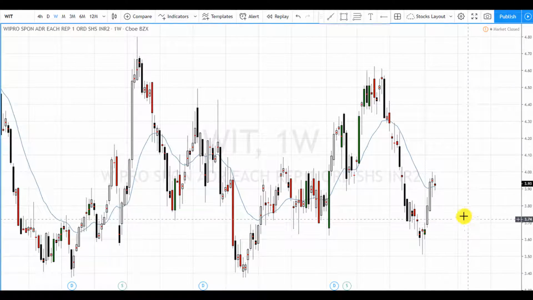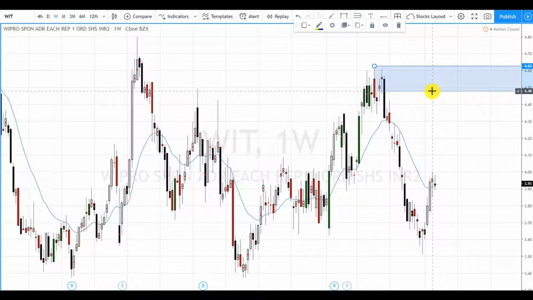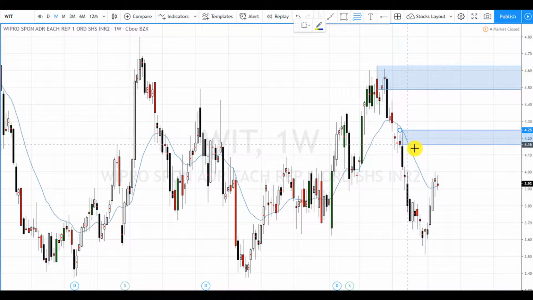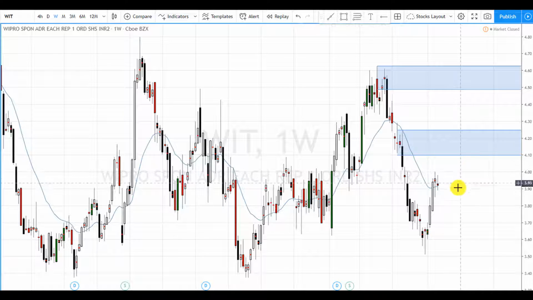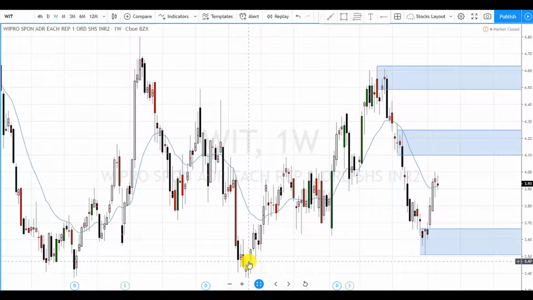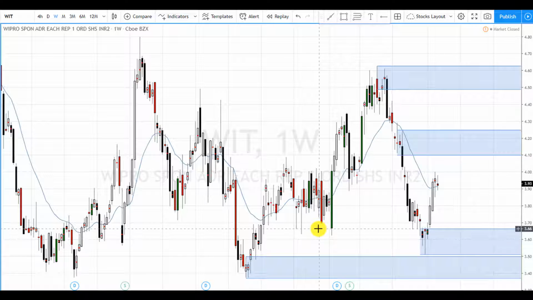And let's take a look at our lowest time frame, the weekly time frame. Same story, you have supply up here, supply right here. Okay, and then demand down here, demand down here, and demand down here. Okay, so that is what we have.